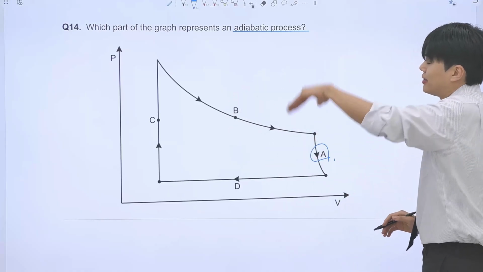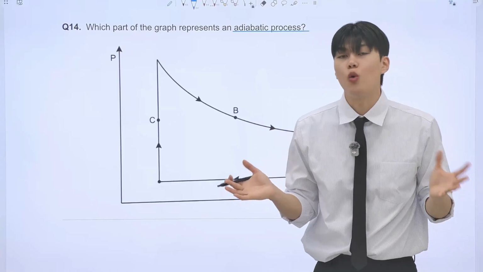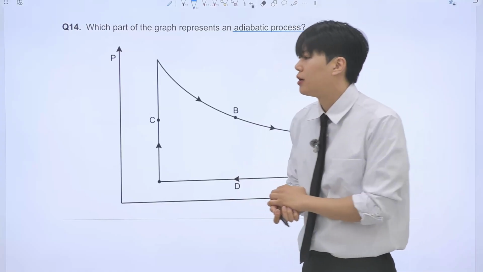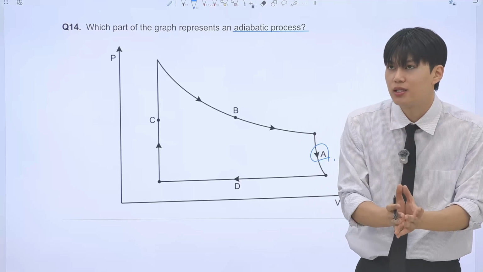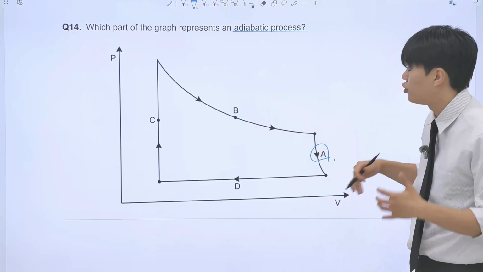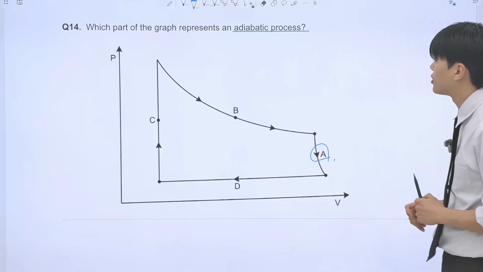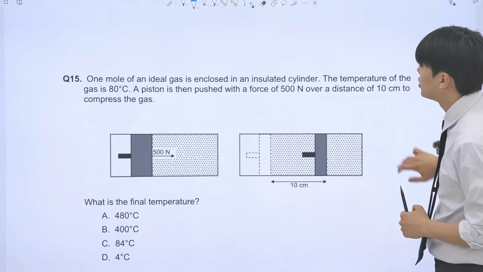This curvy line represents either an isothermal process, where the temperature is the same, or an adiabatic process. But the adiabatic process has the steeper line. If you compare these two curved lines, you just have to find which one is steeper, which is A. That's the adiabatic process. Okay, let's move on to the next one.